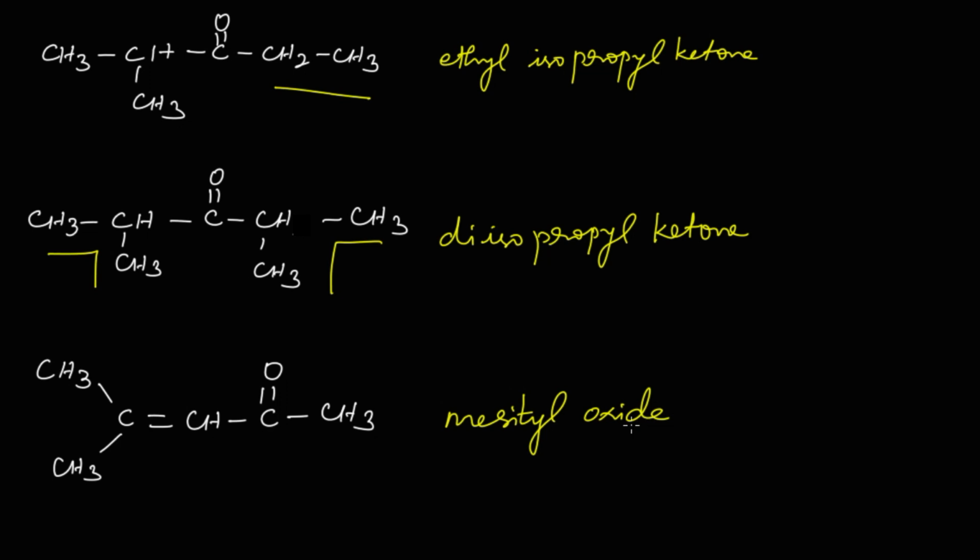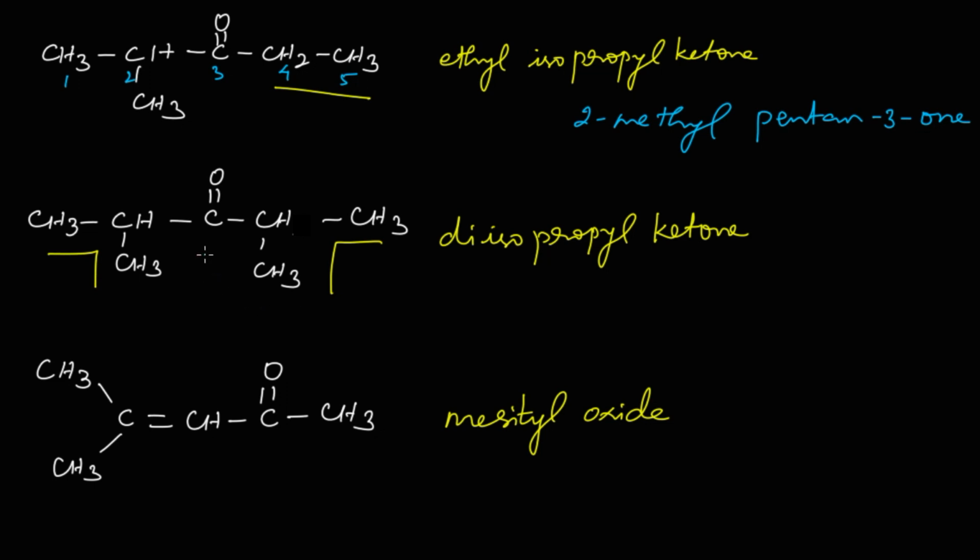Come on, let's give the IUPAC name for these compounds now. Here, count the carbon atoms: 1, 2, 3, 4, 5. In the second carbon, there is a methyl, so 2-methyl. Totally 5 carbons are there, so pentane. Here, the third carbon is a functional group. If the ketone is the functional group, the suffix should be -one. So the IUPAC name of this compound is 2-methyl pentan-3-one.